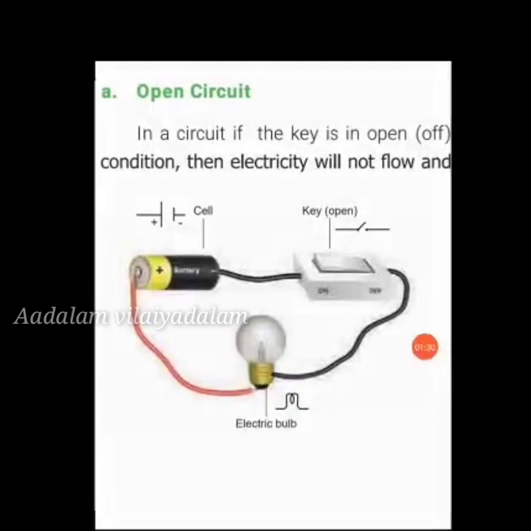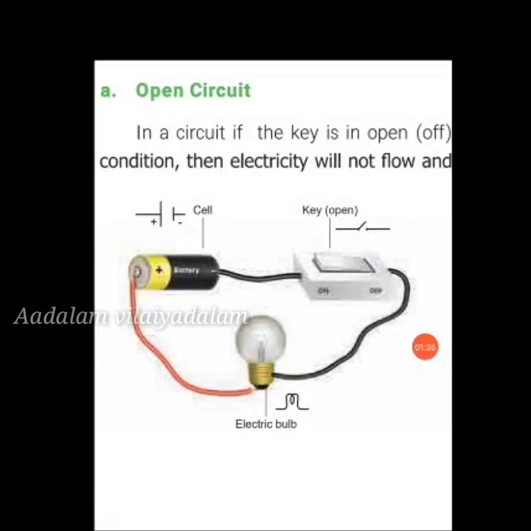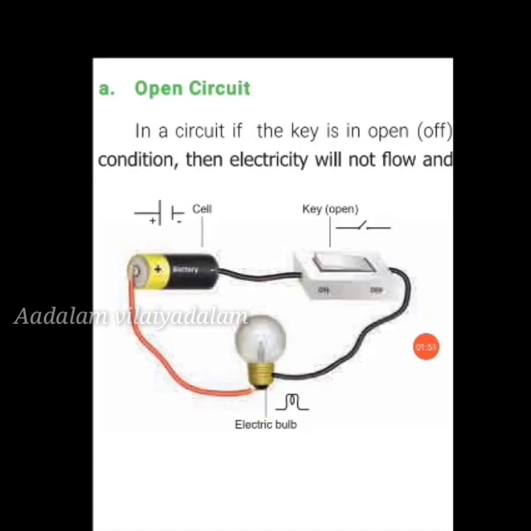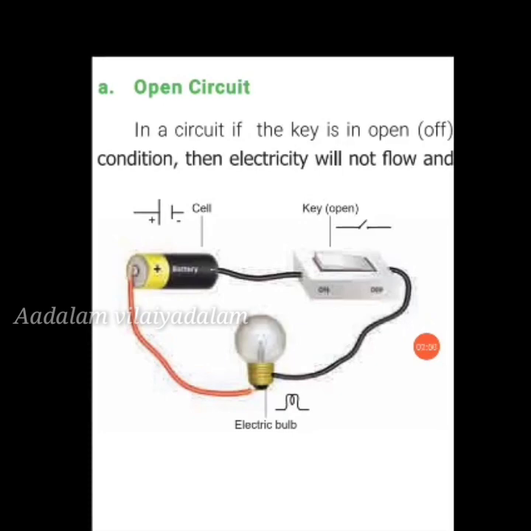And circuits have two types. First one open circuit and second one closed circuit. So what is an open circuit? In a circuit, the key, that means the switch, is in off condition, then electricity will not flow and the circuit is called an open circuit. In this circuit the bulb will not glow. Clear? So when the switch is off, electricity does not flow, so the circuit is called an open circuit.